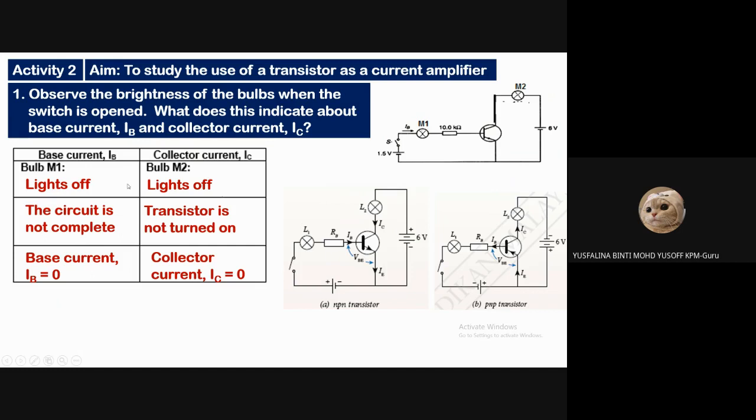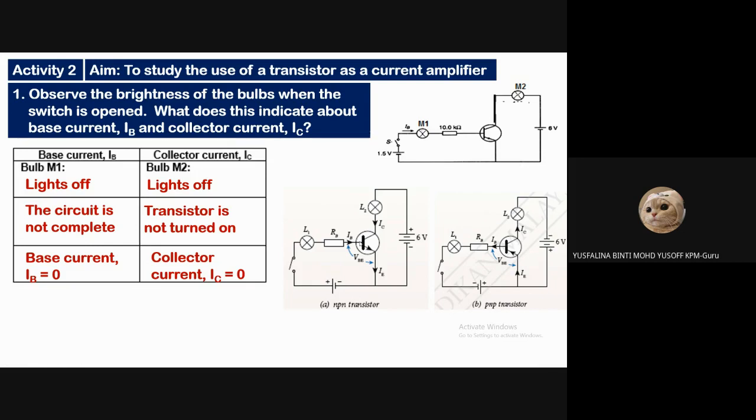But the base current, the circuit is not complete, because you didn't switch it on. Because the circuit is not complete, the transistor is turned off. In order for the transistor to turn on, the current must flow through IB. If there is no current through IB, the transistor will switch off.